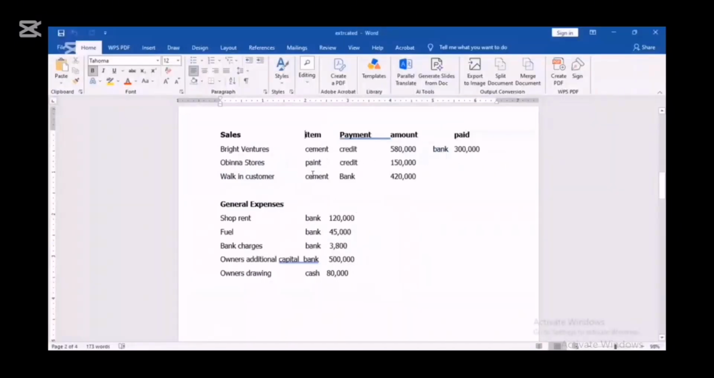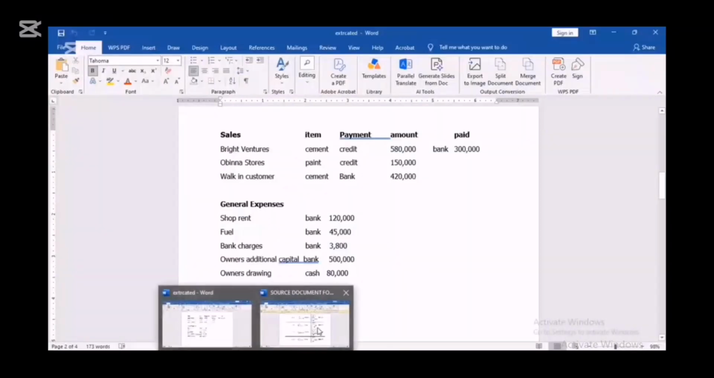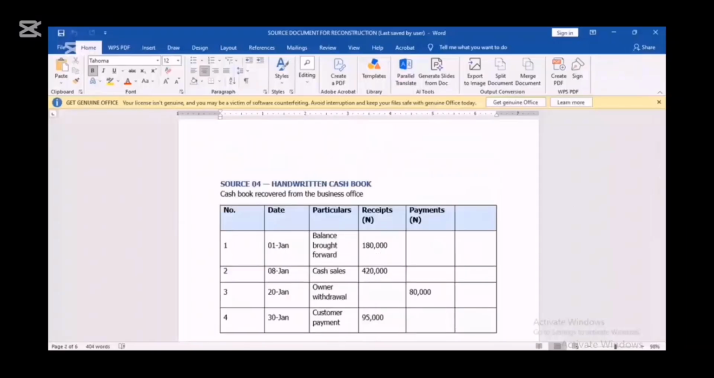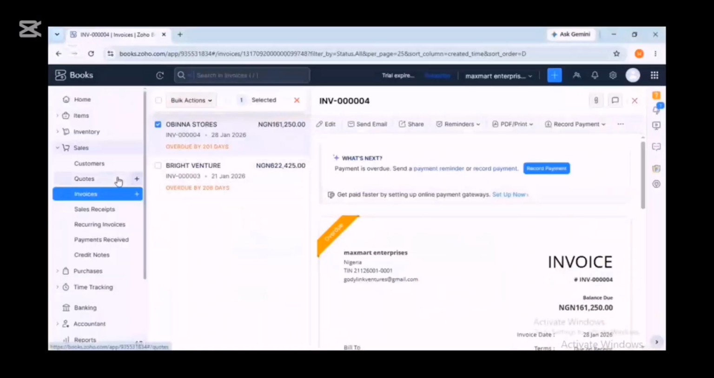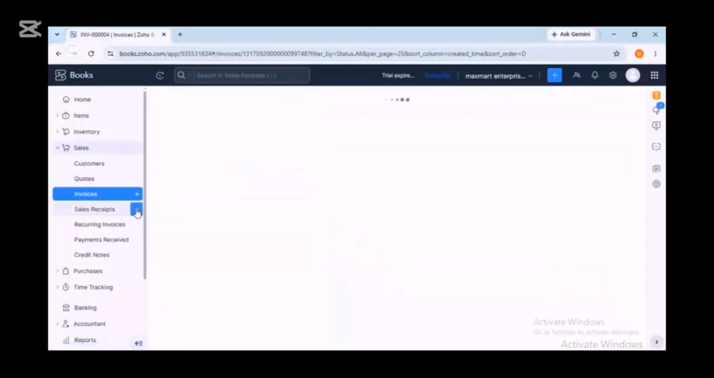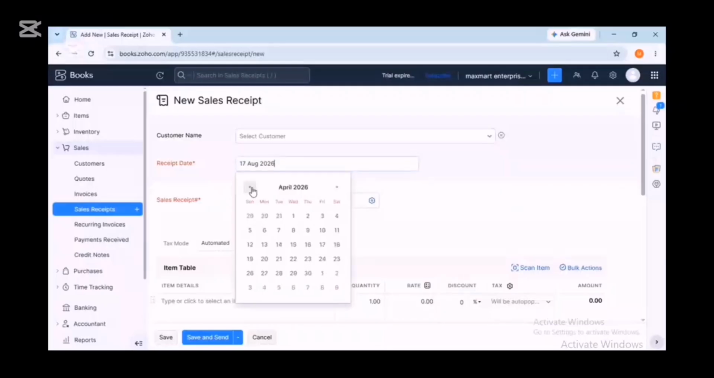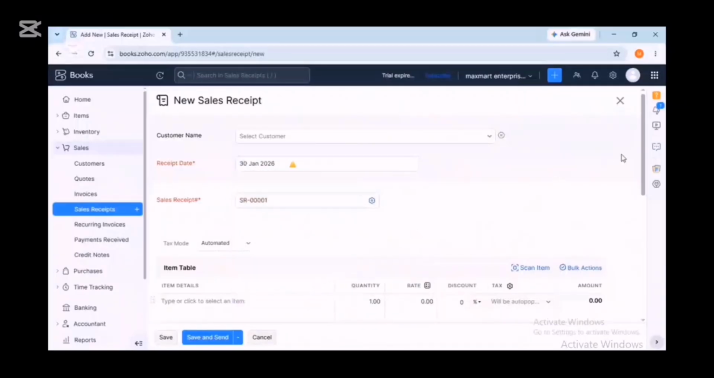All right, we have a walk-in customer. This means a customer that came in, bought, paid and left, so not necessarily entering his name. So a walk-in customer here is the verifying document from WhatsApp and also in cash. So let's enter that sales receipt because the payment was made instantly. No need selecting the customer name because he has no more business with the business. So the date, 30th.